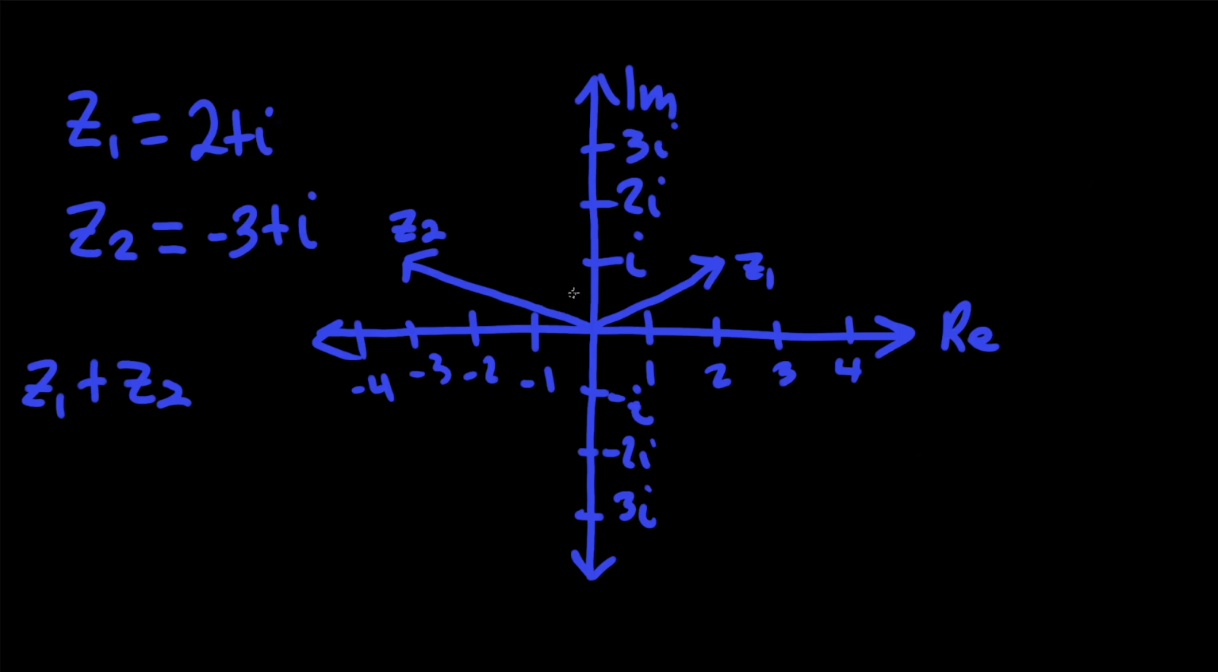So z2, remember, moves -3 in the real direction and 1 in the imaginary direction. So if we start at z1 and we move -3 in the real direction, that's going to bring us to -1. And then if we move 1 in the imaginary direction, that's going to move us to 2i. Let's draw in the tip of our vector. And if we start at the origin and draw our vector out to this point, this is z1 plus z2. And that is how you represent complex numbers visually on the complex plane.